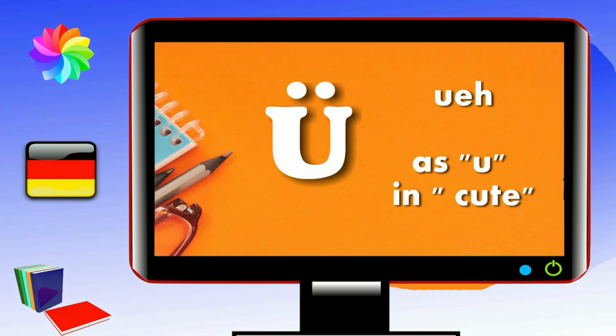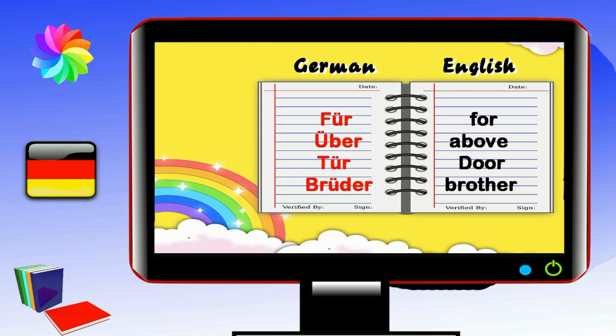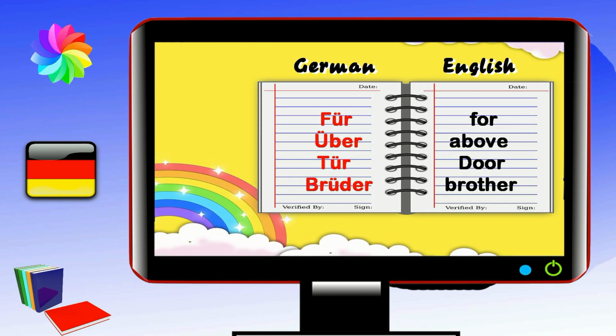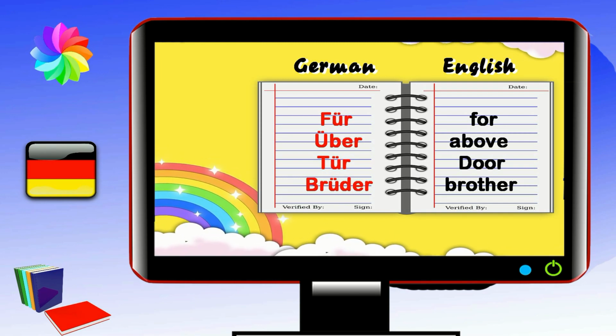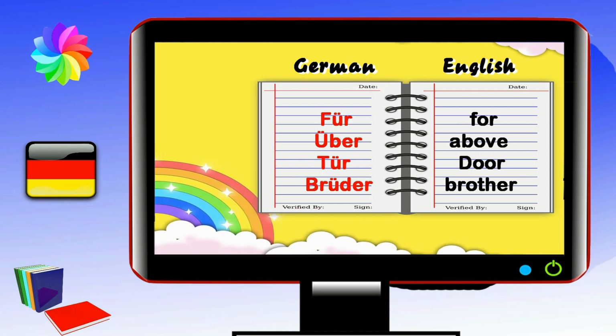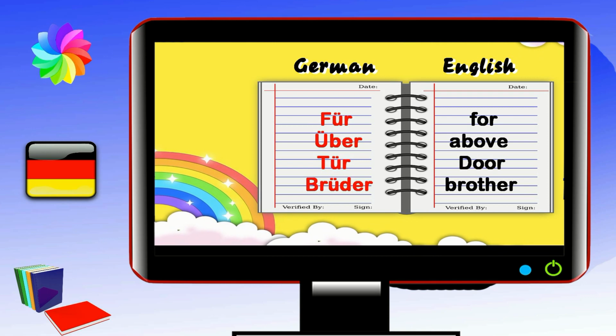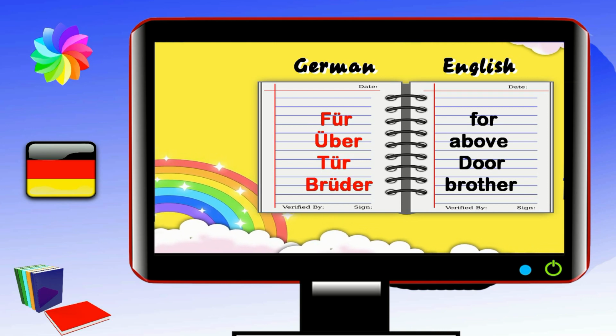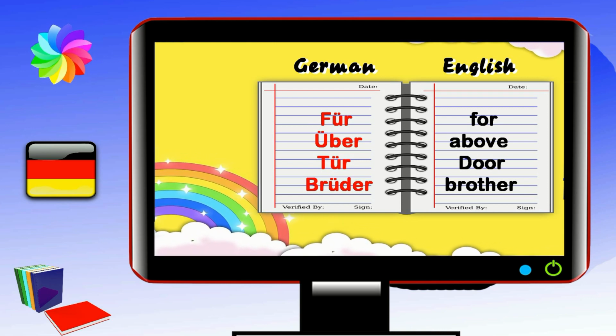Next umlaut we have here is ü umlaut. It is pronounced as "ü", as "you" in "cute". For examples we have here first word is für. Für means for. Über. Über means above. Tür. Tür means door. And Brüder. Brüder means brothers.